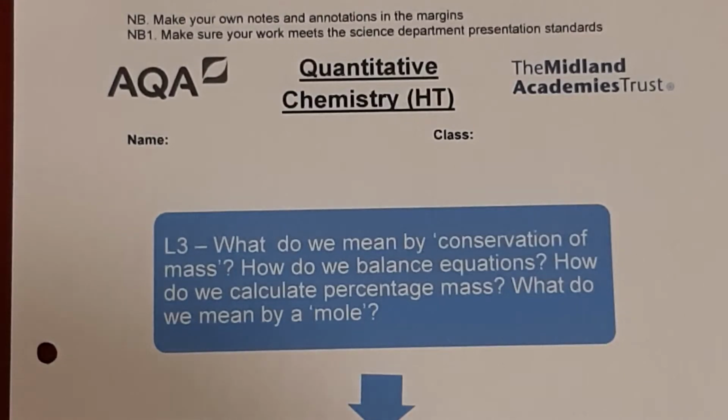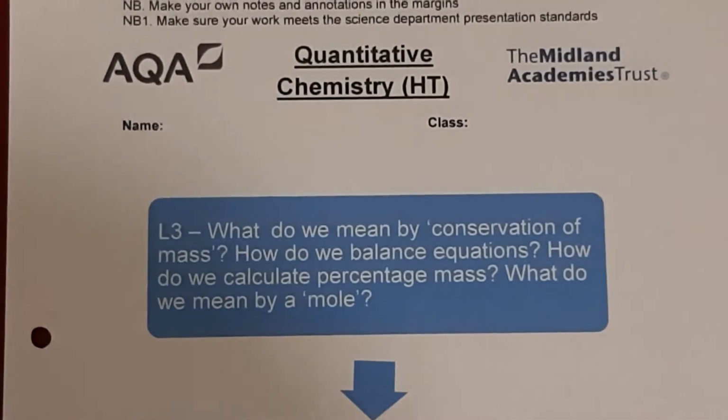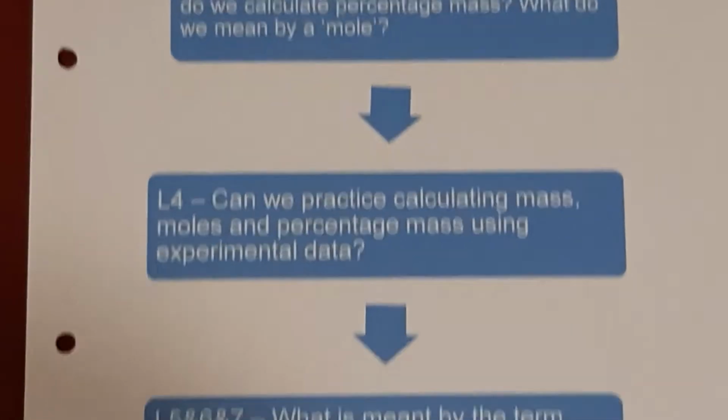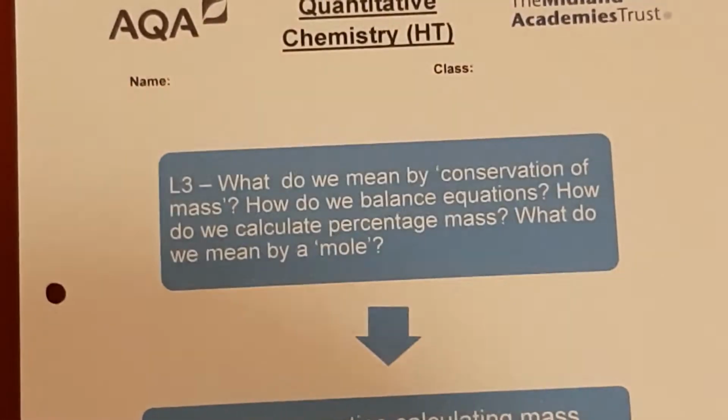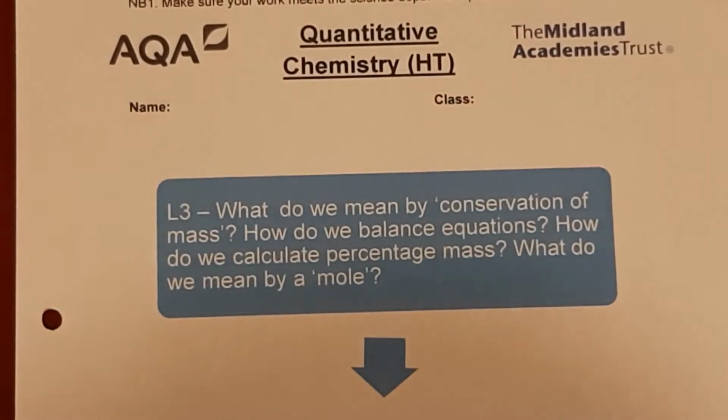Hello and welcome to GCSE Quantitative Chemistry. It's the higher tier part of the booklet. In this booklet we have lessons 3, 4, 5, 6 and 7. So you should only be doing this if you are a higher tier student.